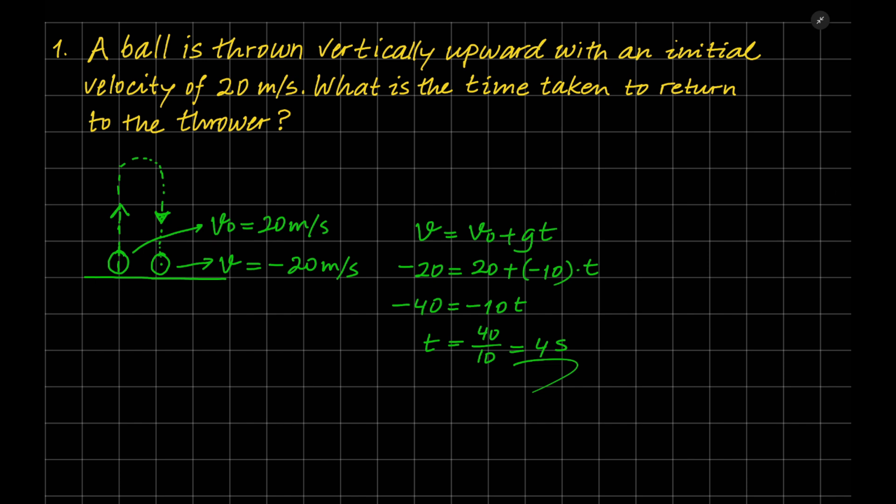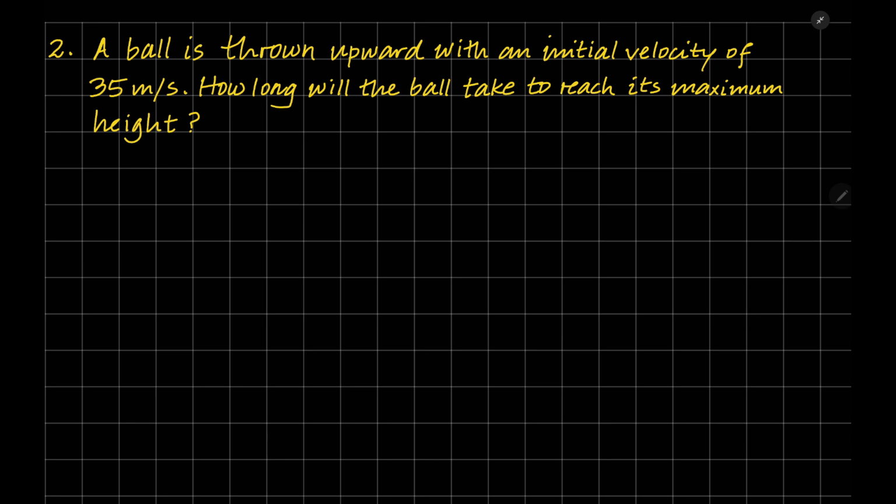Now let's go to the next question. Okay, this is the second question. A ball is thrown upwards with an initial velocity of 35 meters per second. How long will the ball take to reach its maximum height?